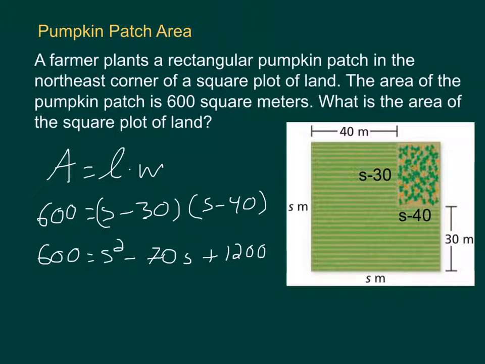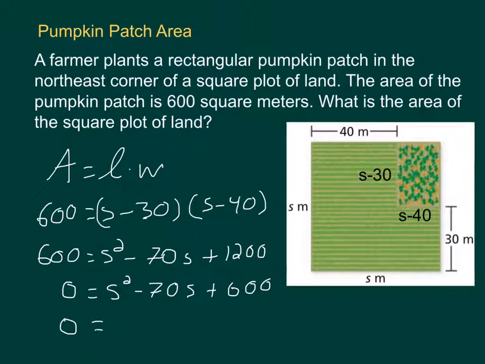When we multiply those out and combine like terms, we end up getting s squared minus 70s plus 1200. Now let's move that 600 over to the right by subtracting it so that we can apply the zero product property. By once again combining like terms, I get 0 equals s squared minus 70s plus 600. Now this is a prime candidate to be factored and then use the zero product property.